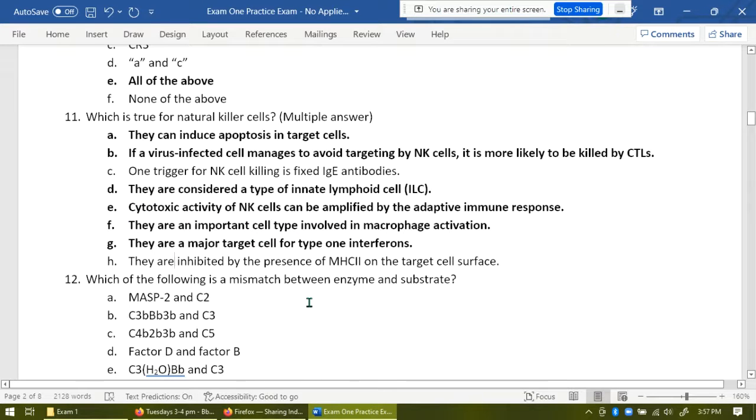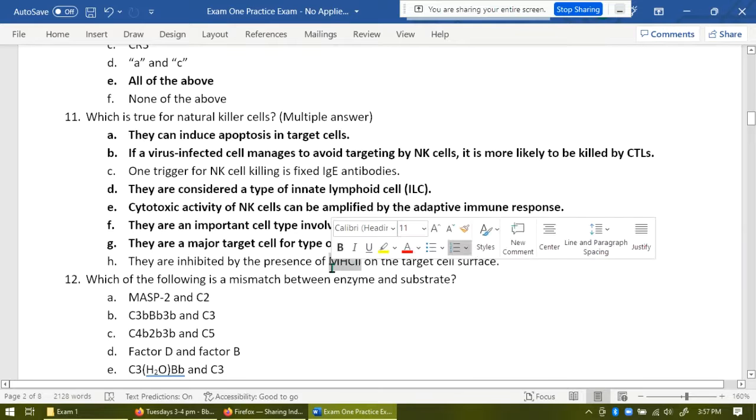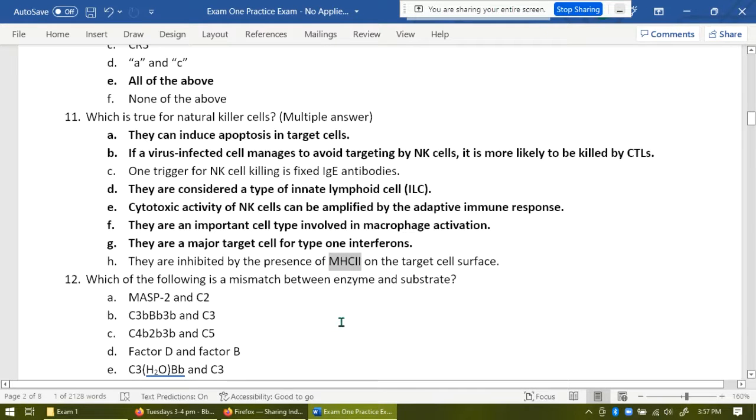So type 1 interferons are going to bind to receptors on natural killer cells and make them into really efficient killers. It makes them anywhere from 100 to 1,000 times better at killing. They are inhibited by the presence of MHC2 on the target cell surface. That one is false. So it's not MHC2 that they're inhibited by, it is MHC1 that they are inhibited by.